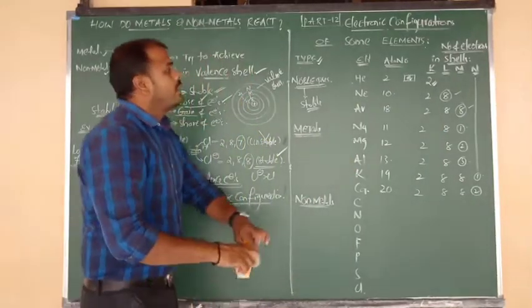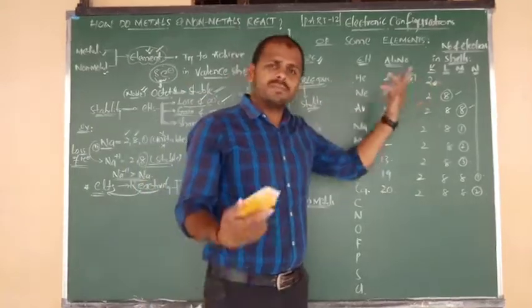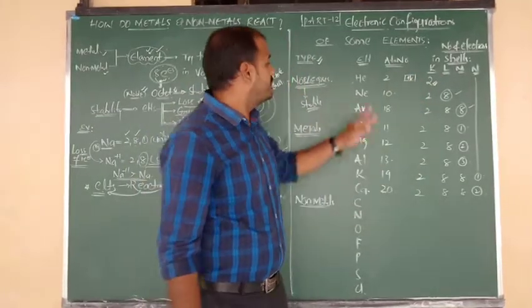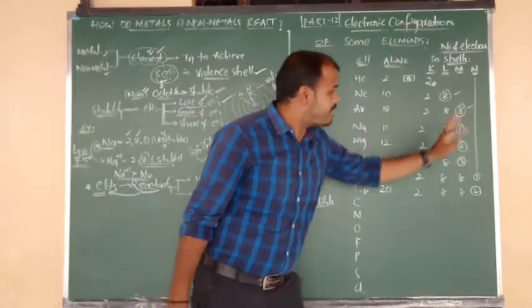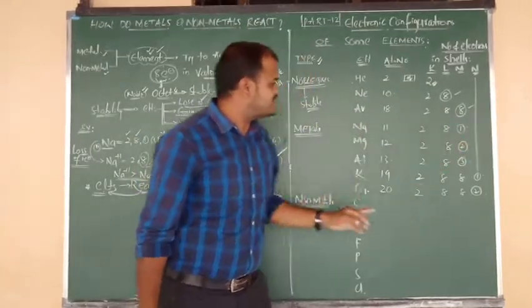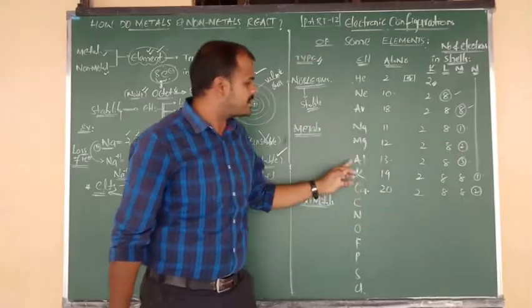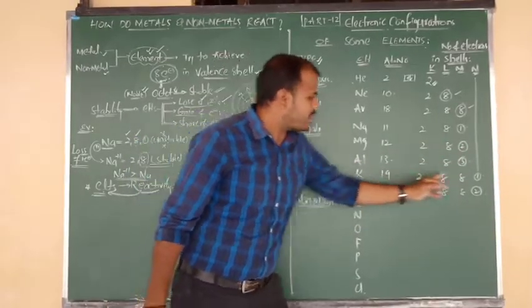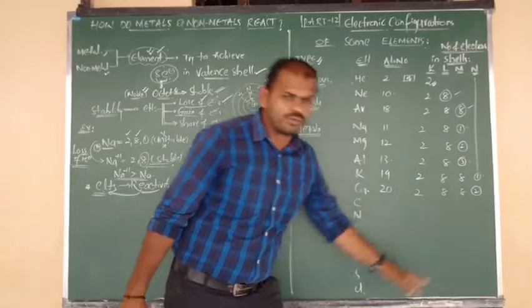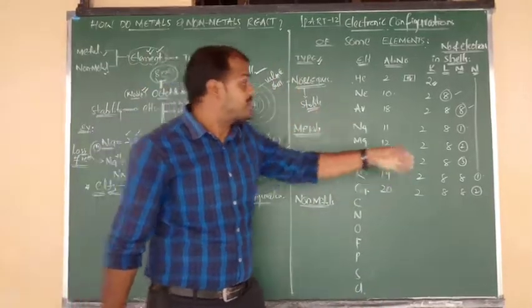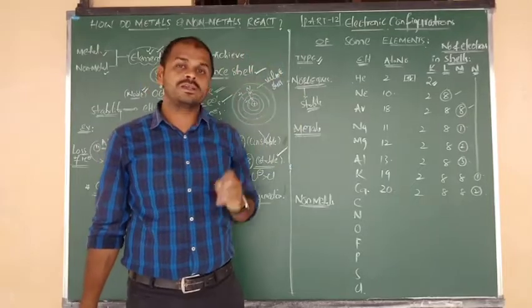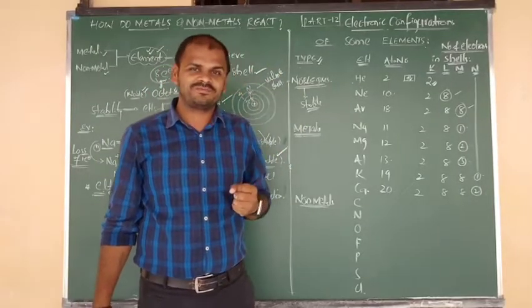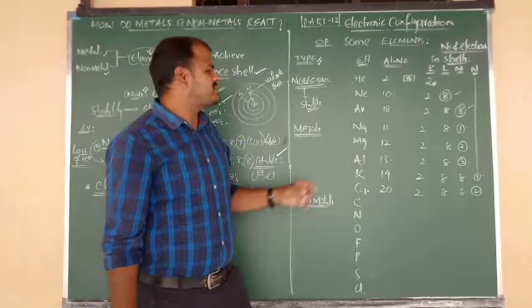Right. Helium contains 2 electrons, present in the first orbit, that is only balancing. Neon contains 8 valence electrons. Argon contains 8 valence electrons. Sodium contains 1 valence electron. Magnesium contains 2 valence electrons. Aluminium 3, potassium 1, calcium 2. So the electrons present in the outermost orbit are the valency electrons or most reactive electrons. Now listen carefully.